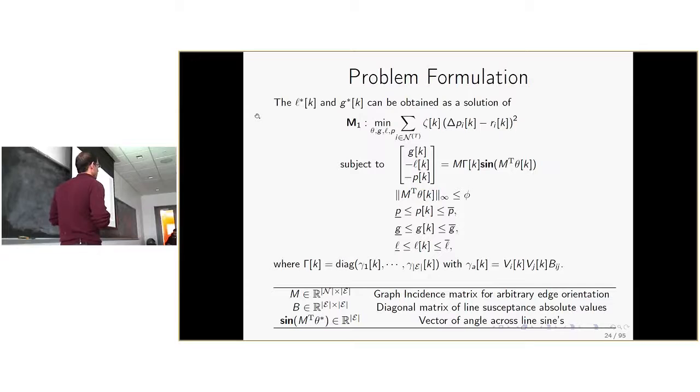Why? Gamma is the diagonal matrix, right? Gamma is a matrix. Why are you making it time varying? Because of the voltages. I mean, we can assume they're constant. Right? I see, okay.